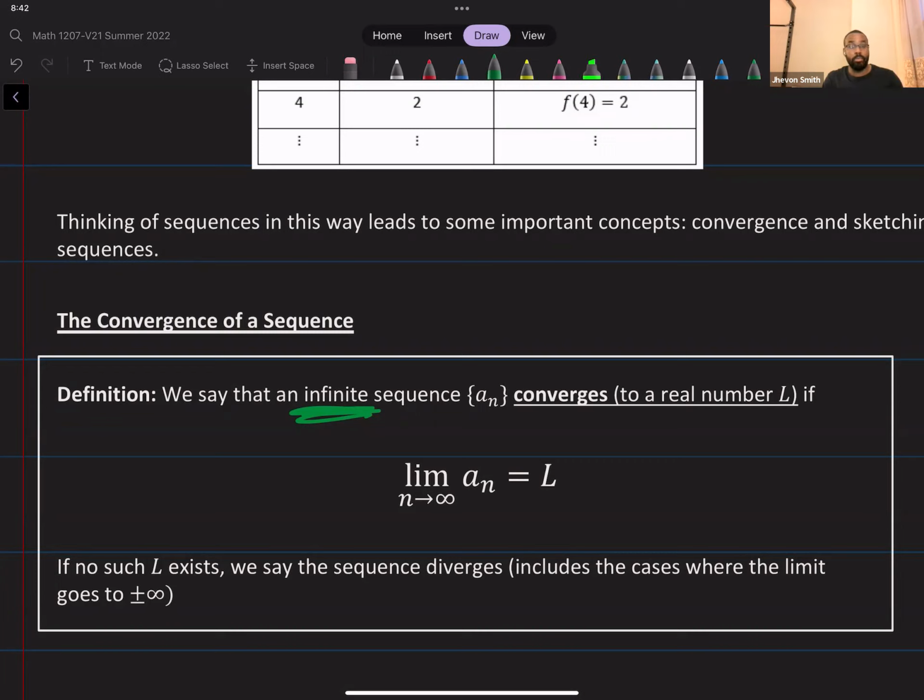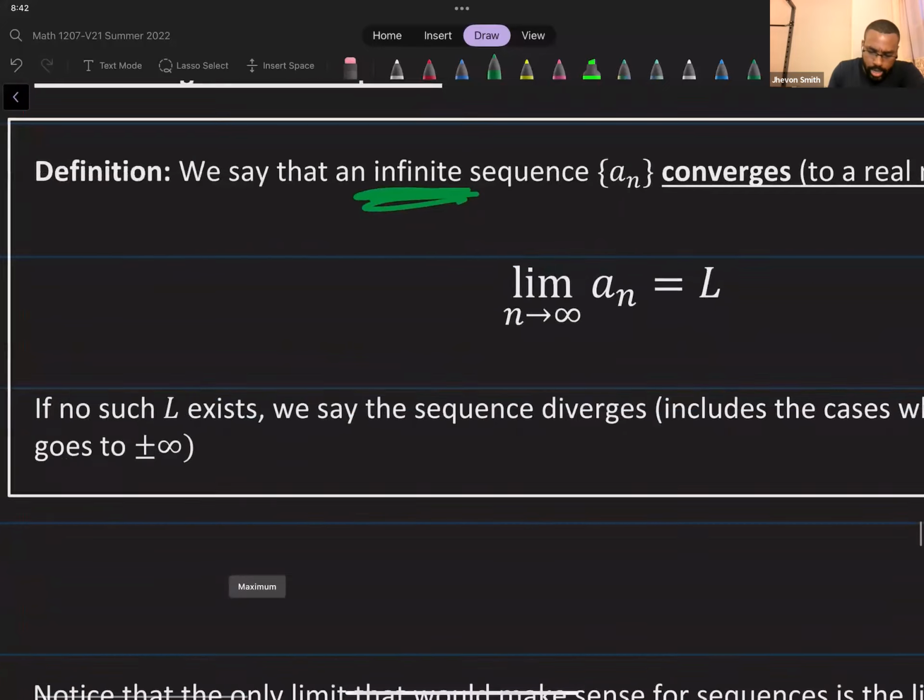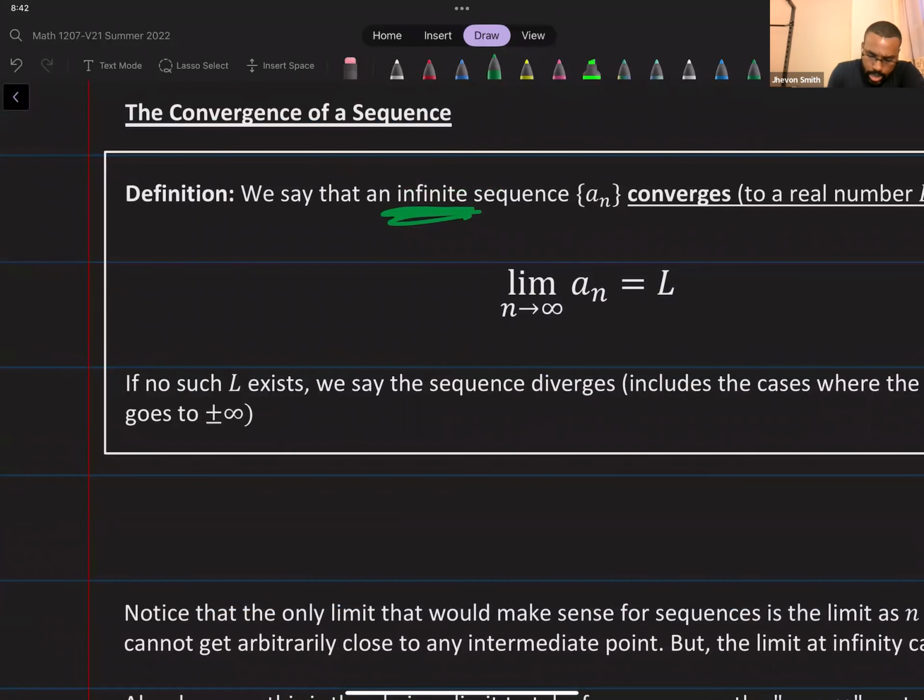And it's actually done by taking a limit. Once you can figure out your sequence as a formula, you can take the limit as n goes to infinity. It's always going to be as n goes to infinity. If you get a number as the answer, you can say that the sequence converges to that number. And if no such number exists, you would say the sequence diverges, including if it goes to plus or minus infinity.